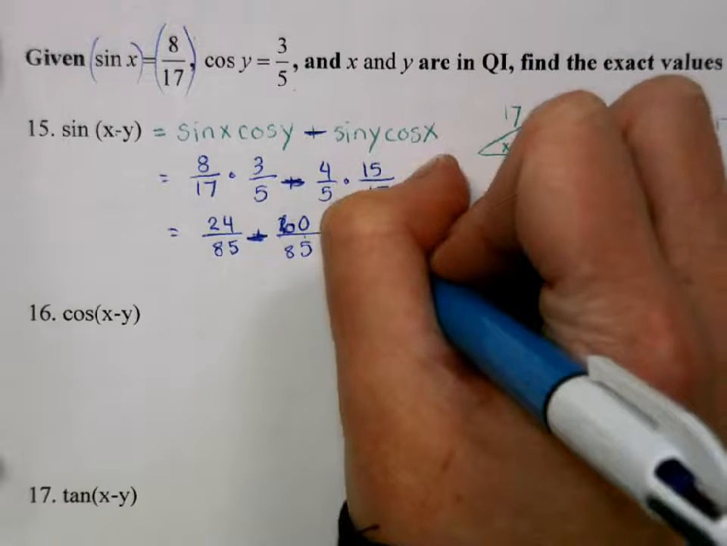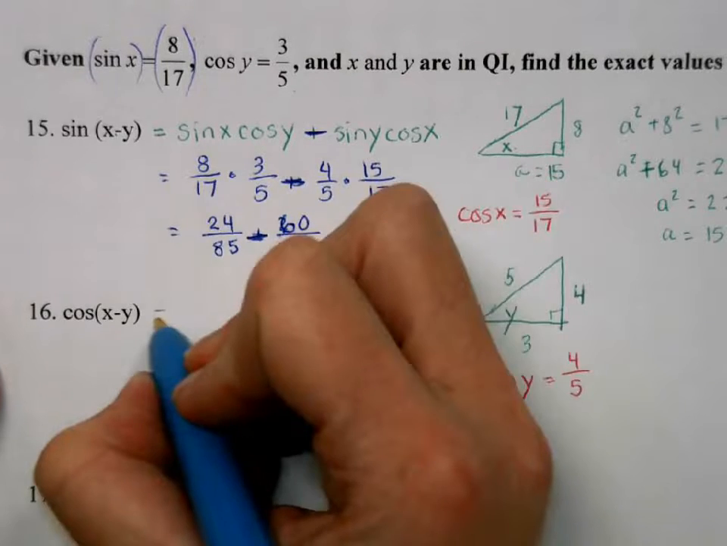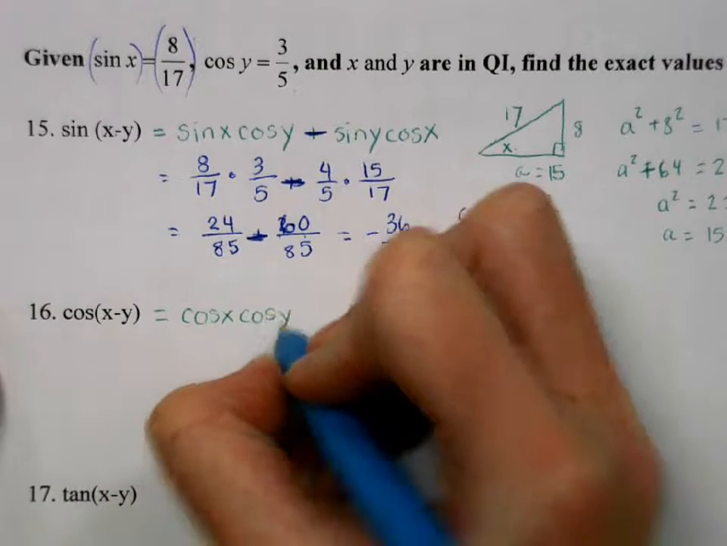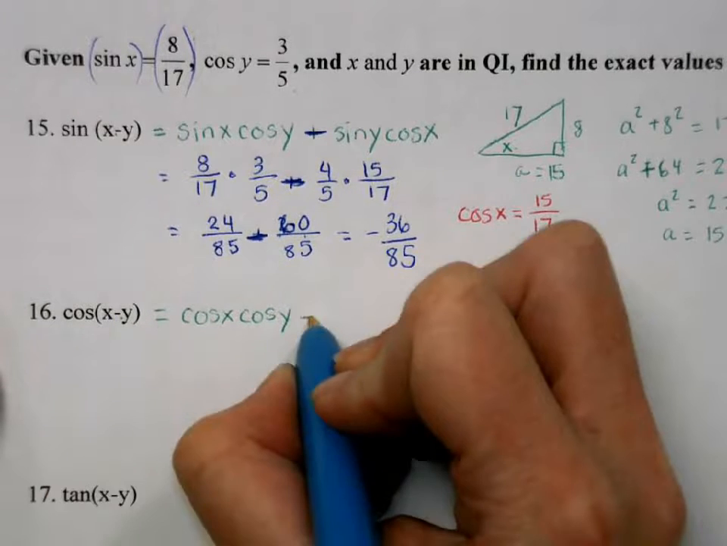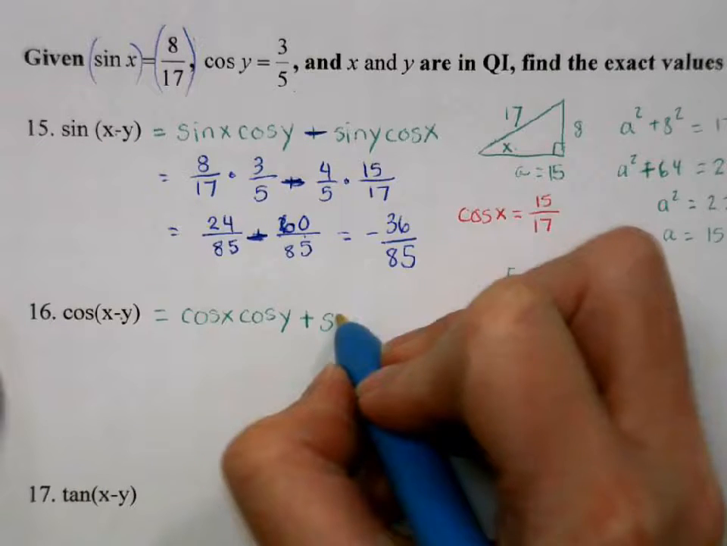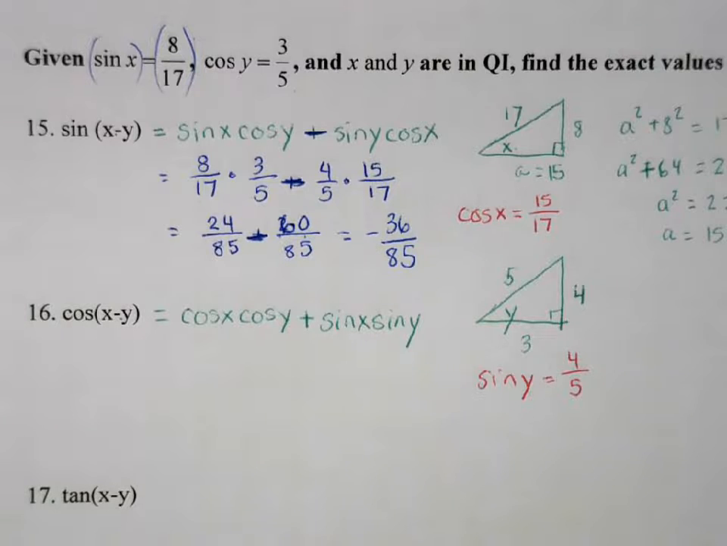Okay, for cosine of x minus y, that's going to be cosine x cosine y. If this is a minus, this will be a plus. Sine is the same, cosine is opposite. Sine x sine y. And then again, just make those replacements. Cosine of x is 15/17.